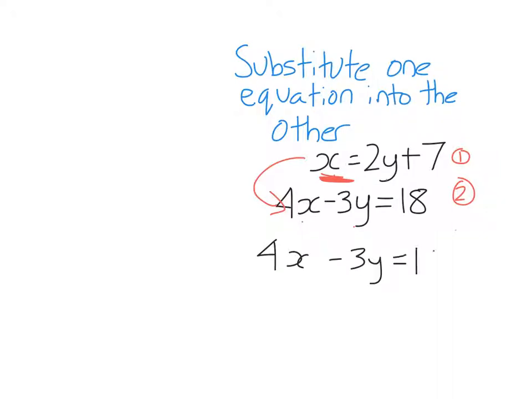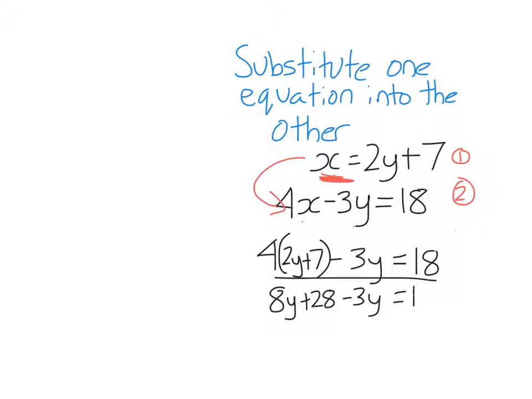So what I'm going to do is rub out x, and I'm going to replace it with 2y plus 7. So I need brackets here because it's 4 times everything. 4 times x minus 3y equals 18. Now we've got an equation with only one variable. You know how to solve this. So first step, we will expand the brackets, and then we will collect like terms.